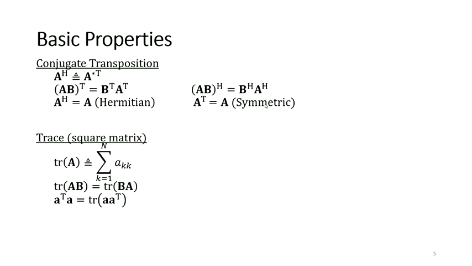Trace of a square matrix: what we do is we just sum up the diagonal elements of the matrix. This is an n by n matrix, so the sum over k equals 1 through n of a_kk: a11, a22, a33, and so on. Properties of the trace. Trace of AB is equal to trace of BA, provided A and B are both square matrices of the same size.